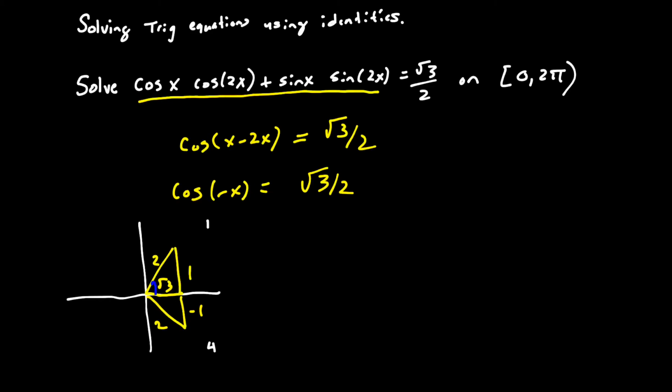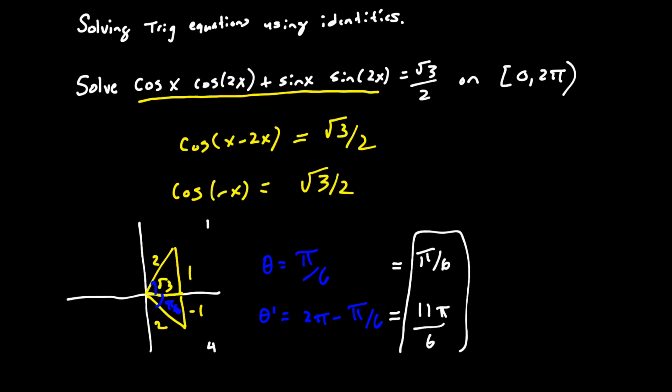The angle then of triangle 1 is given by pi divided by 6. And the reference angle of triangle 2 here is also given by pi divided by 6, which means that our other value, let's call this theta prime, is going to be equal to 2 pi minus pi divided by 6. Simplifying this, we're going to get that this is equal to 11 pi divided by 6. And these are going to be our two solutions for this equation on the interval between 0 and 2 pi. Let's continue to look at some more examples.